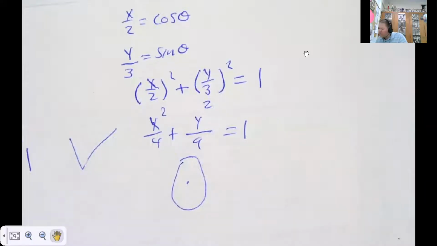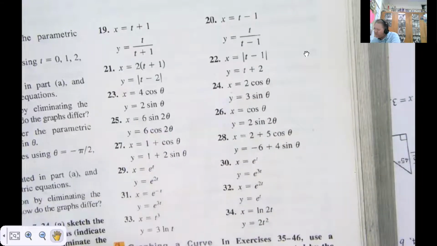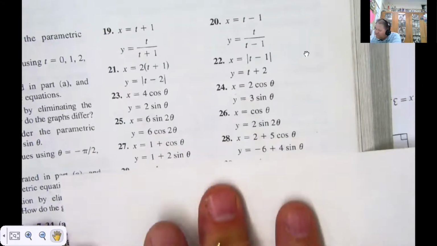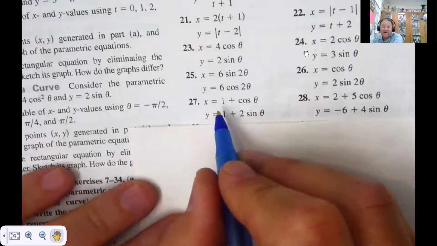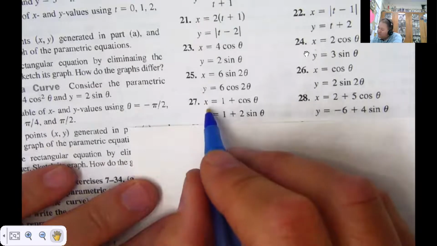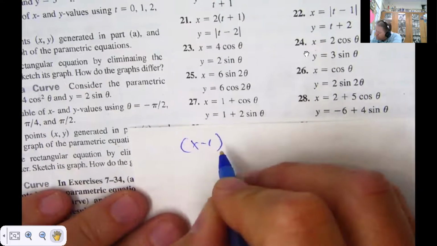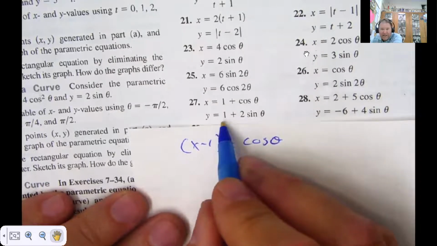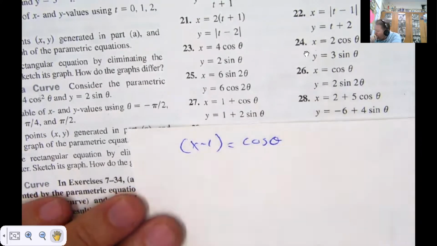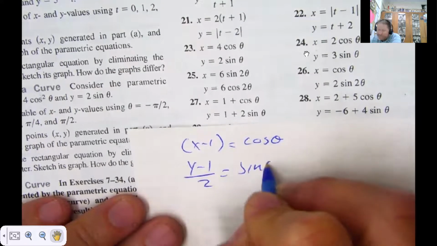Okay, guys. So that was number 24, 27. Same concept here. I believe that is an ellipse as well, but let's try it. Yeah, it is. It's just that the center is not at 0, 0 this time. Subtract a 1 from both sides. X minus 1 is equal to cosine of theta. And subtract a 1 and divide by 2. Excuse me, that'd be y minus 1 divided by 2 is equal to sine of theta.